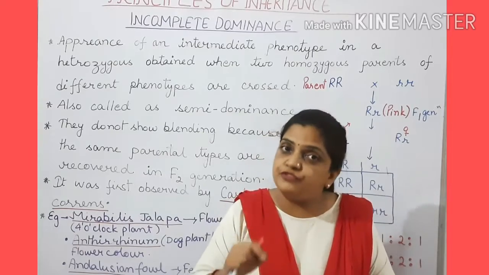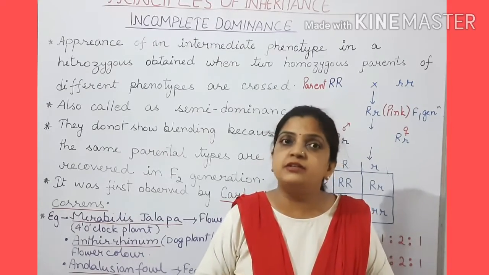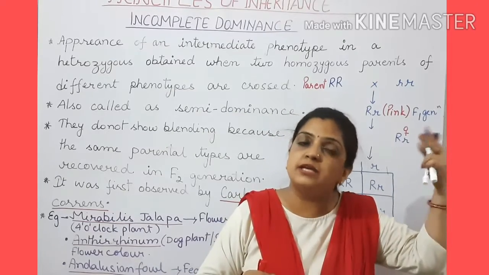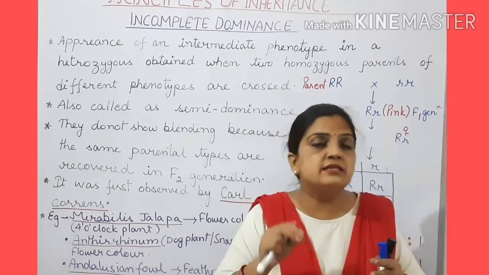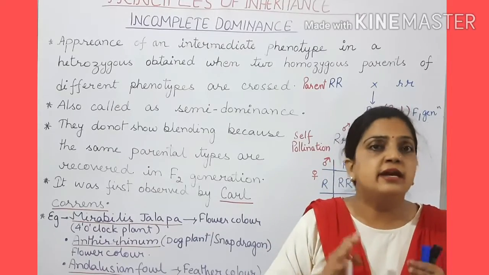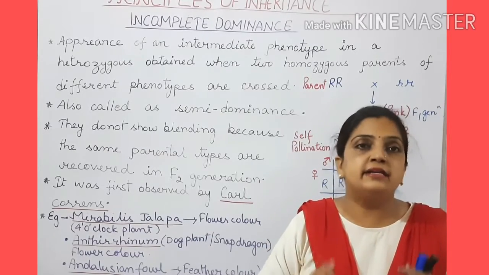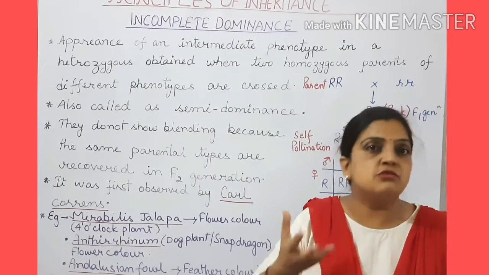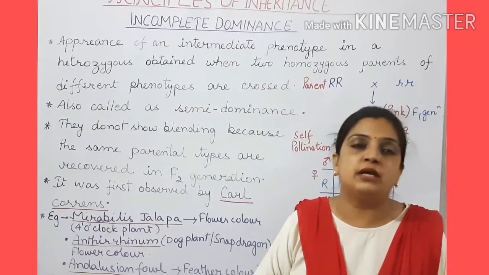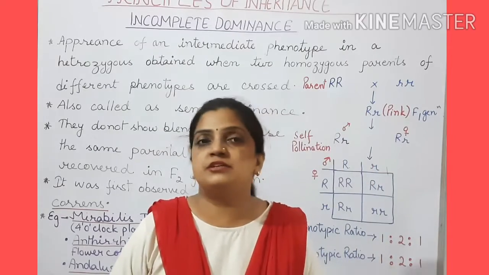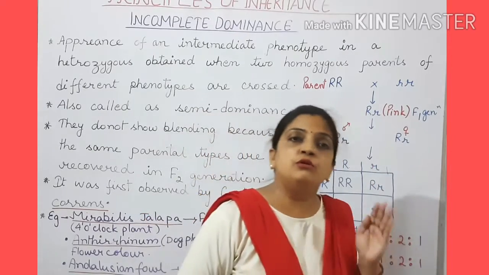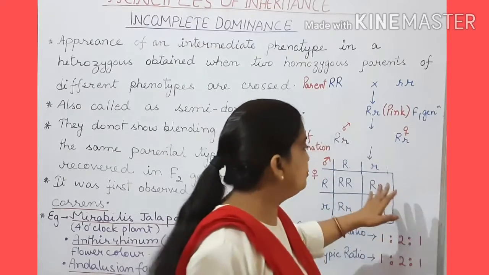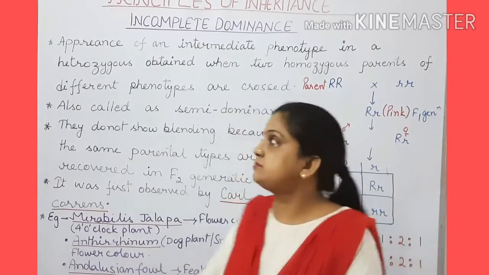But the offsprings obtained in the F1 generation are not similar to the dominant result which was expressed by Mendel. The result obtained here is an intermediate result. It is a mixed result of both types of phenotype. So the appearance of an intermediate phenotype occurs during the F1 generation when two homozygous parents of different phenotypes are crossed. I'll explain this with the chart over here.